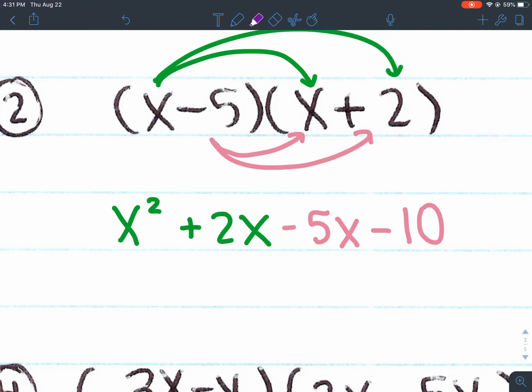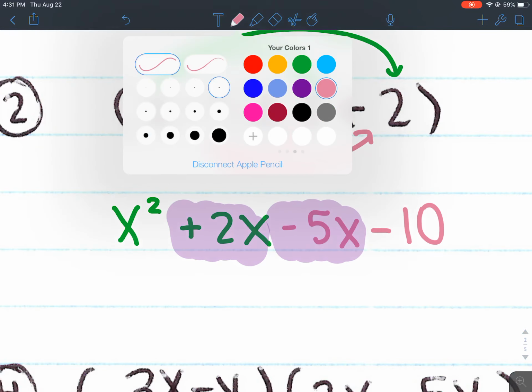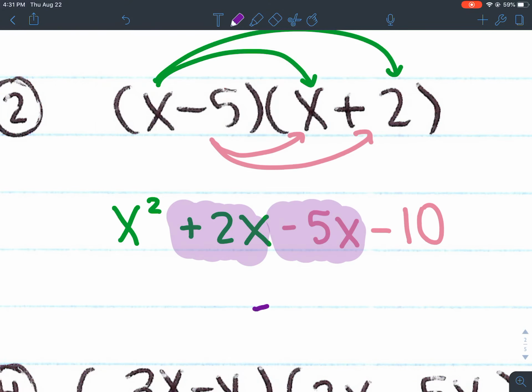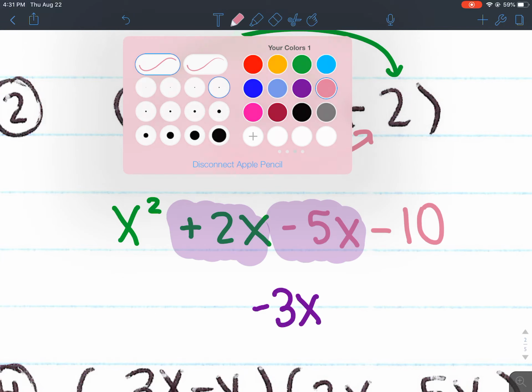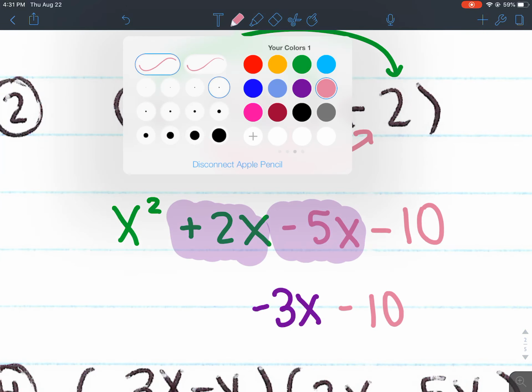Always check for like terms. In this case, you do have some, 2x minus 5x. So that's going to give us negative 3x when we combine those. And then the negative 10 and the x squared stay the same.